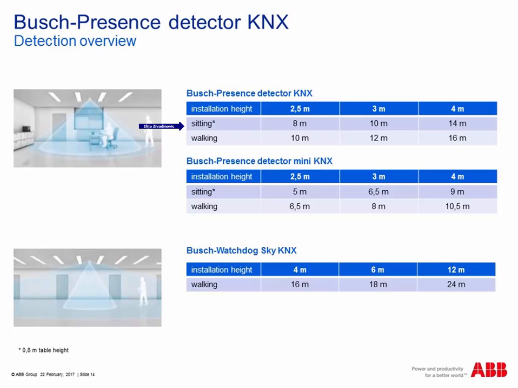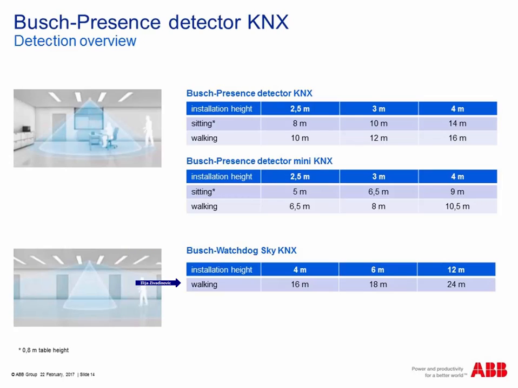That means sitting, if we are talking here about 8 meters and 5 meters for the Mini, we are talking about a sitting position. Sitting position means this is measured at a height of 0.8 meters from the floor. This is a typical average table height. It means these are really high resolution presence detectors, and they will monitor each finger movement. The Busch Watchdog Sky is not made for office applications.